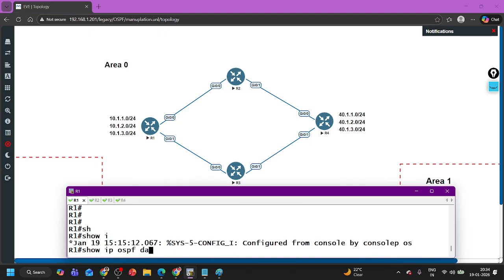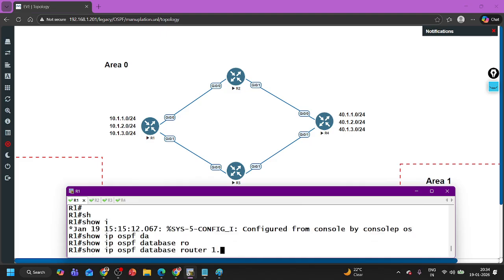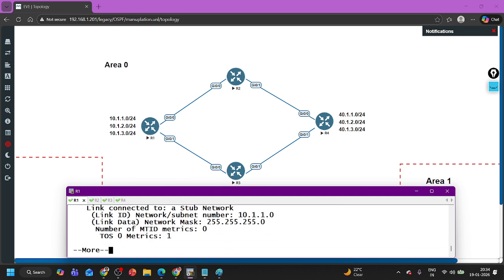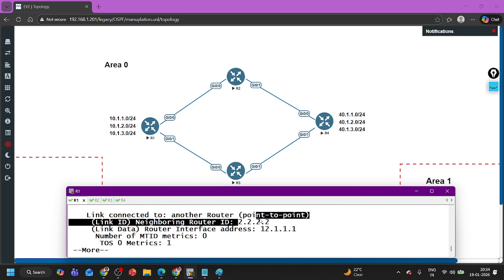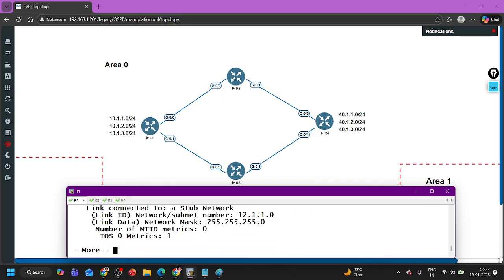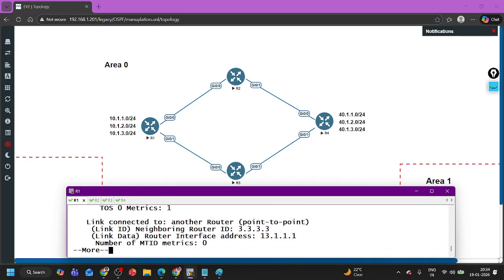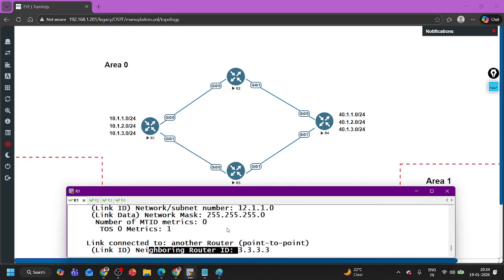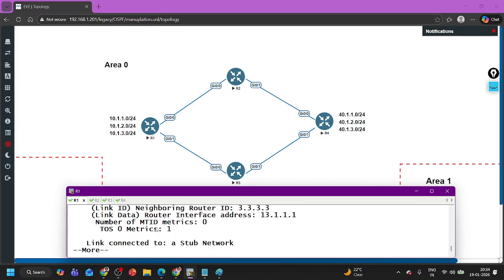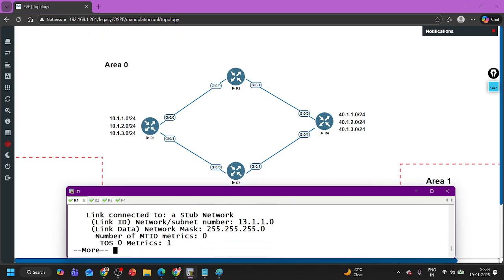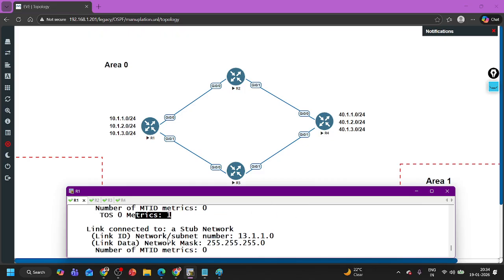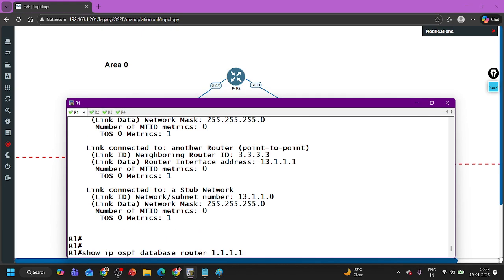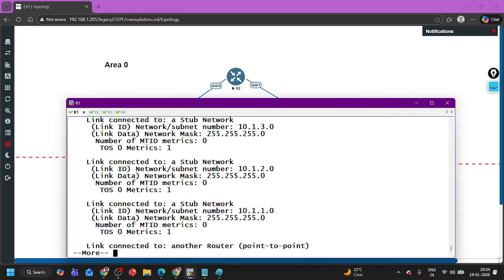So, show ip ospf database and router LSA of 1.1.1.1. If I open the router LSA of router 1, here just look for the point to point neighbor link, neighbor 2, metric 1, and what is the metric for neighbor 3.3.3.3? Let me show you. Here you can see for the neighbor, another point to point link, the metric is 1 only. The metric is 1 only here in the router LSA.